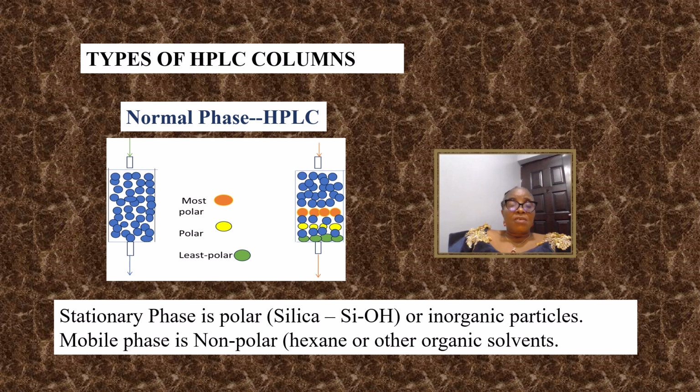As we are shown in this figure here, we can see that the most polar one, the color orange, was highly retained, and then the least polar one, the color green, was the first to elute from the column.